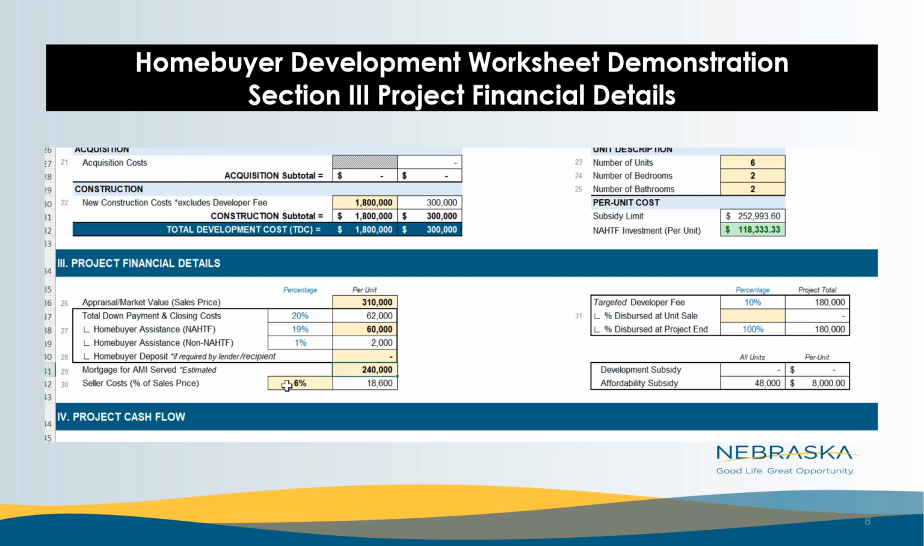The last thing is selecting the percent of seller costs. This is a percent of the sales price and determining how much you're going to have to pay in seller costs when you sell to the eligible home buyer. In this project, we're choosing 6%.